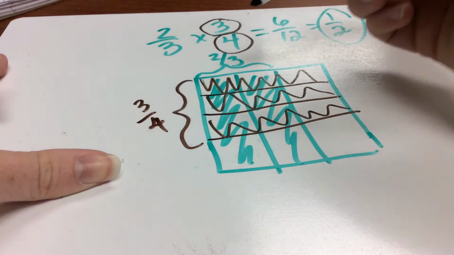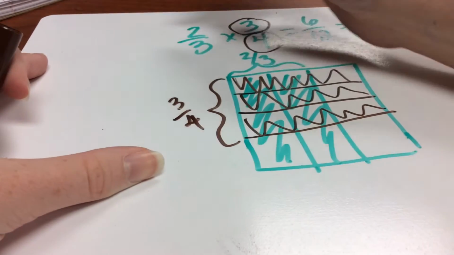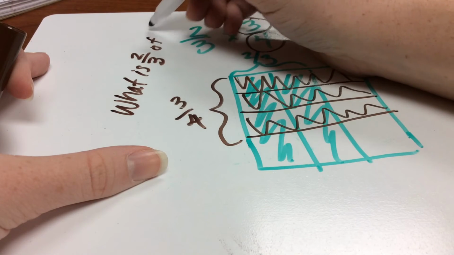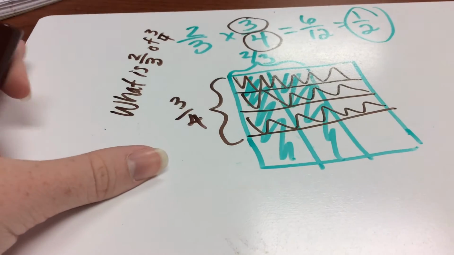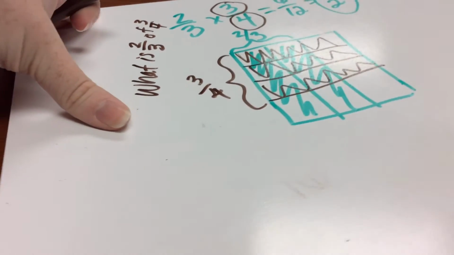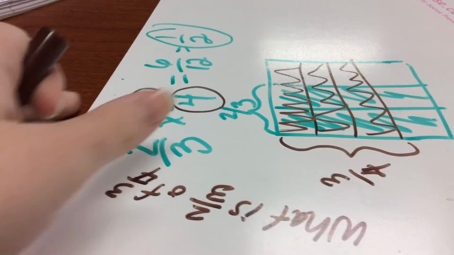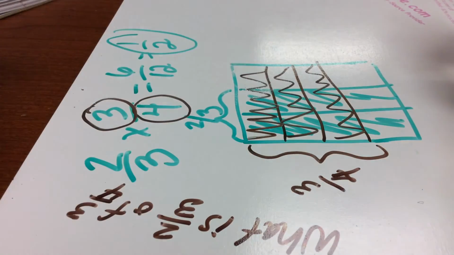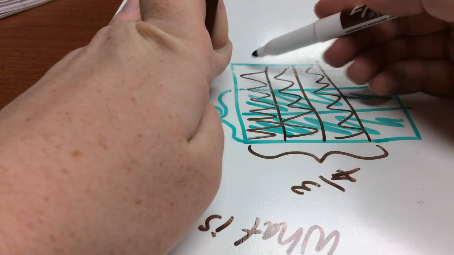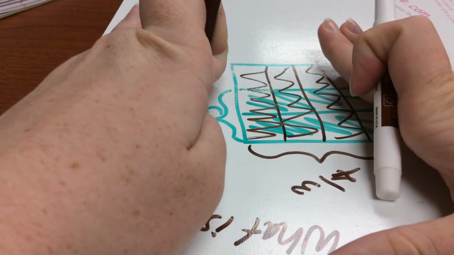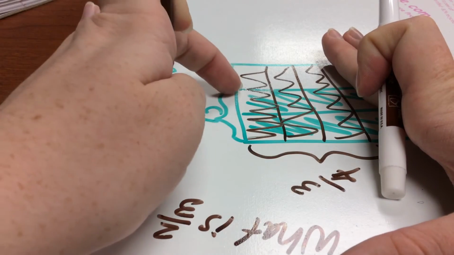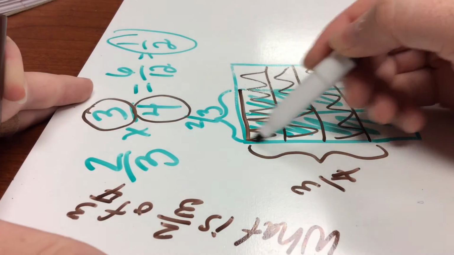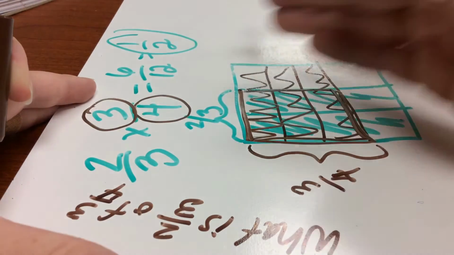Now it's kind of like saying, what is 2/3 of 3/4? If you look at my model like this, here's 3/4 shaded, and if you look at the 3/4 that I shaded, I chunked it into 2/3 and I shaded that 2/3 section. So I want to know what is this 2/3 of my 3/4.